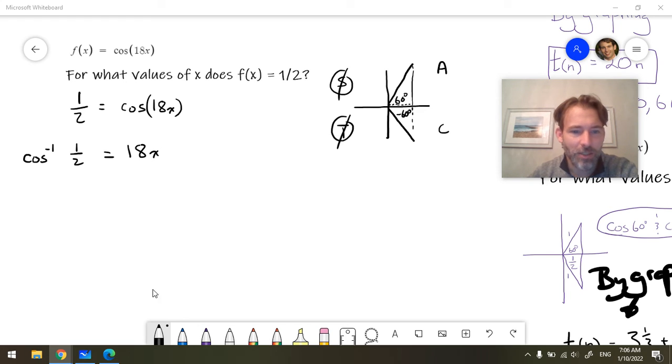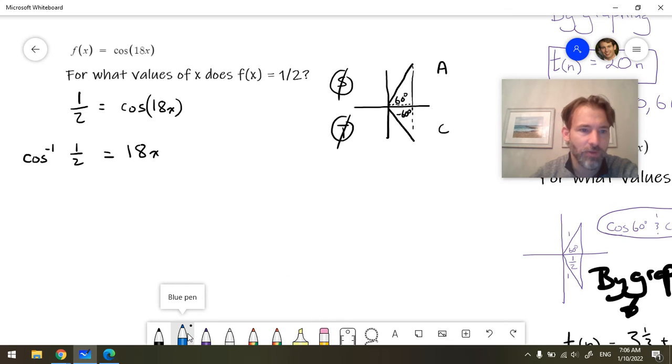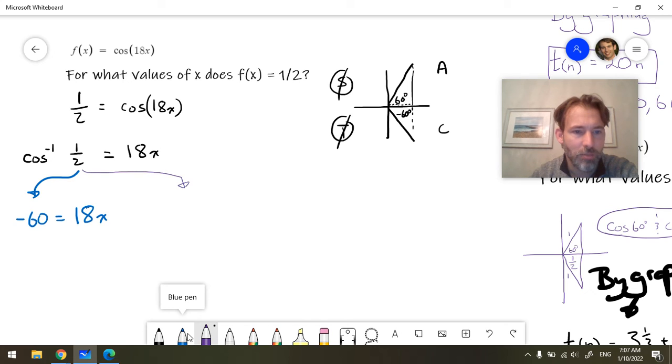So we say this gives us two equations. One solution is going to be negative 60 is equal to 18x. But we could also have this solution over here, positive 60 is equal to 18x. And you might be saying, Mr. Jennings, we never write positive. It was just 60, and you would be right.